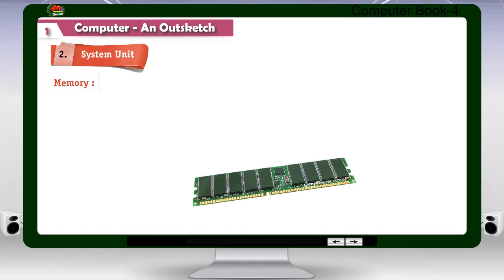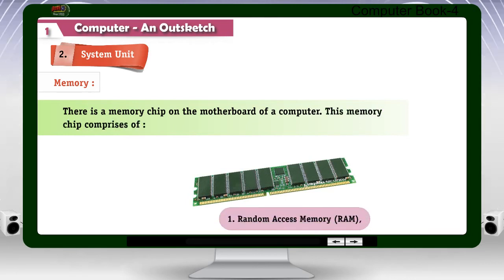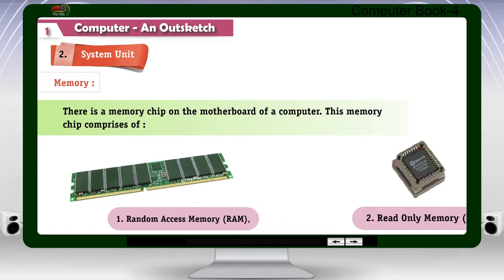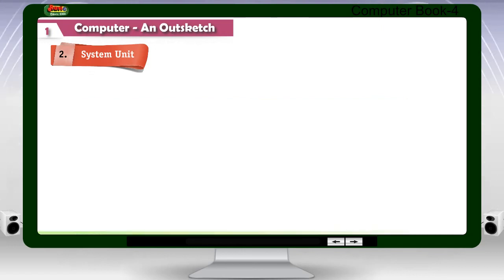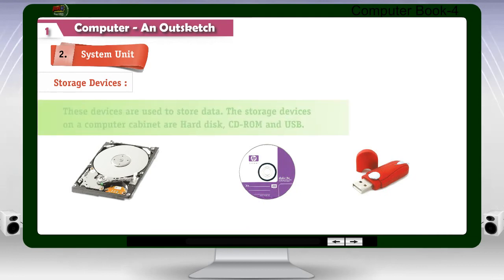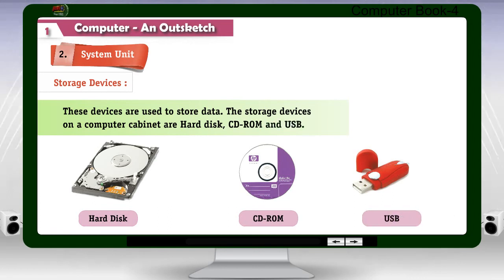Memory. There is a memory chip on the motherboard of a computer. This memory chip comprises 1. Random Access Memory (RAM), 2. Read-only Memory (ROM). Storage devices. These devices are used to store data. The storage devices on a computer cabinet are hard disk, CD-ROM, and USB.